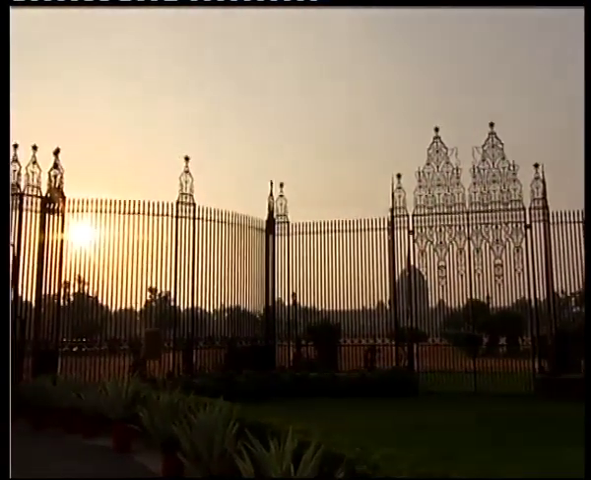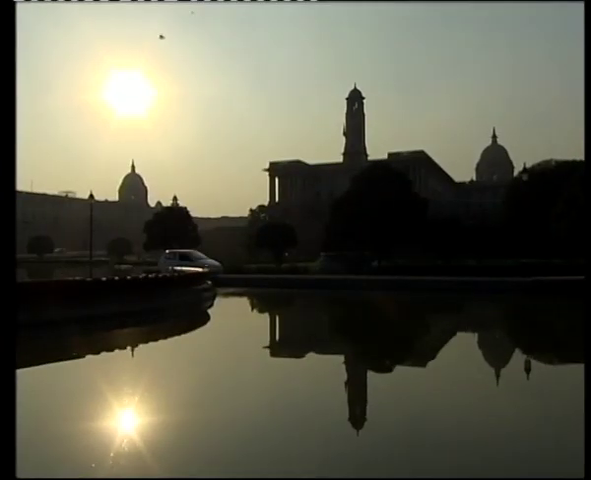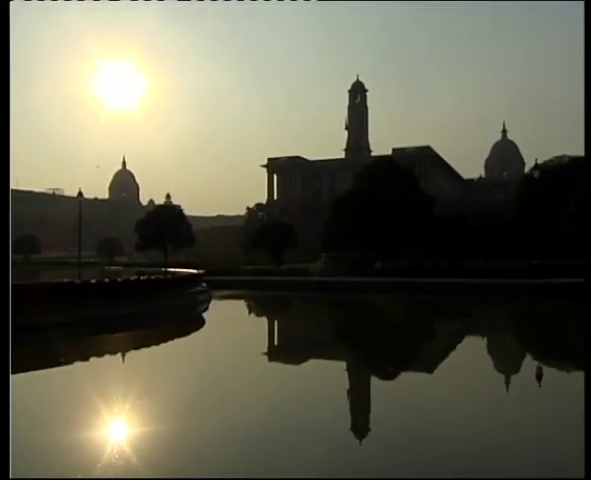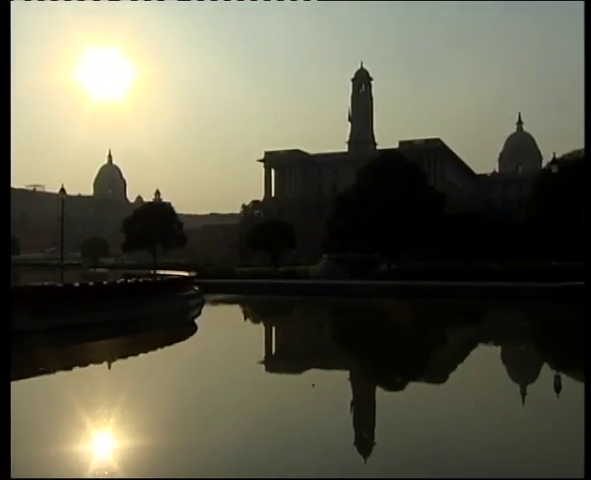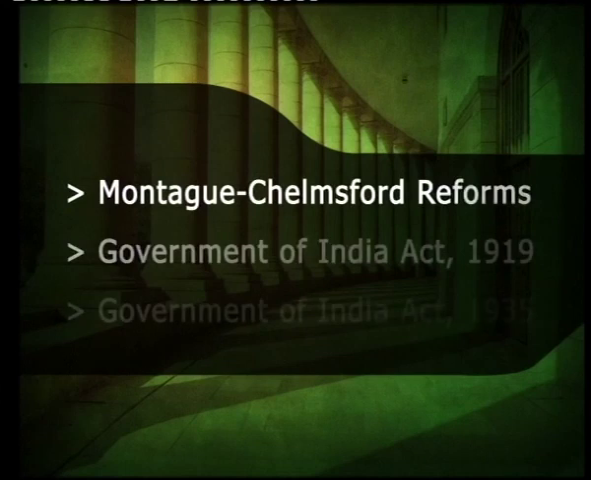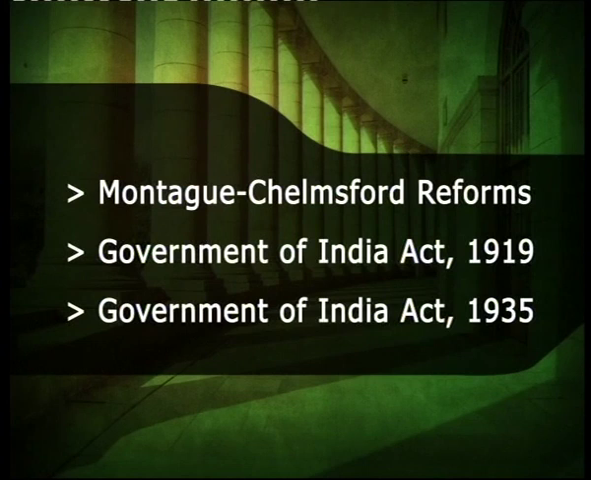This was followed by the Indian Councils Act of 1892, which for the first time provided for filling up of some seats in the Legislative Council through elections. The Government of India Act 1919 gave effect to the Montagu-Chelmsford reforms and established a bicameral legislature at the centre for the first time.